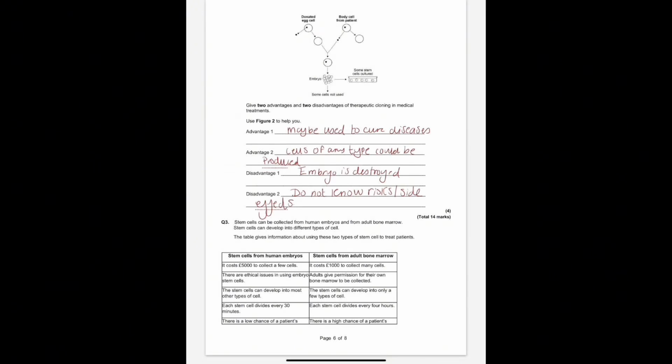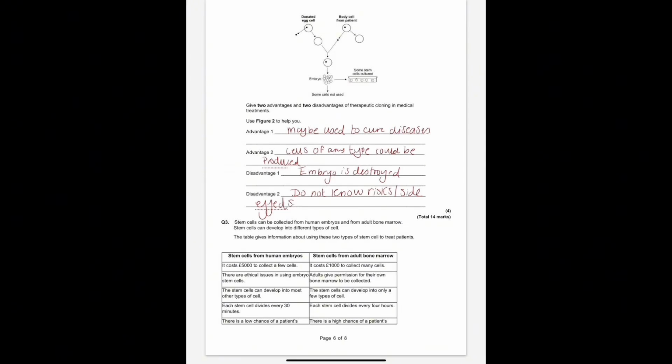So the first advantage would be it may be used to cure diseases. That's one of the main advantages. You could write down it could treat diseases, or it could cure them. You can write down it cures medical conditions, produces replacement cells, but I've written down the most obvious. Advantage 2 would be cells of any type could be produced. That's the reason why we use embryonic stem cells.